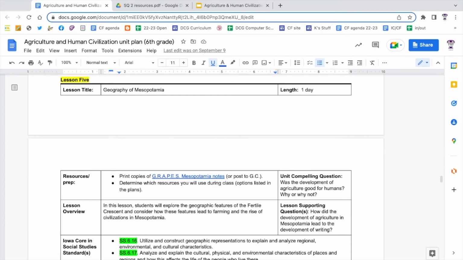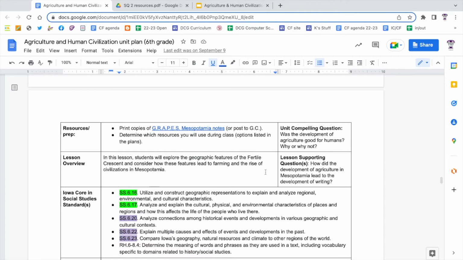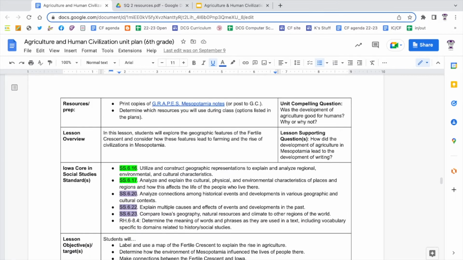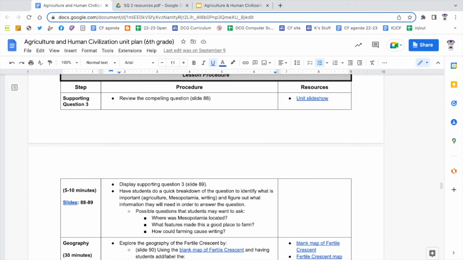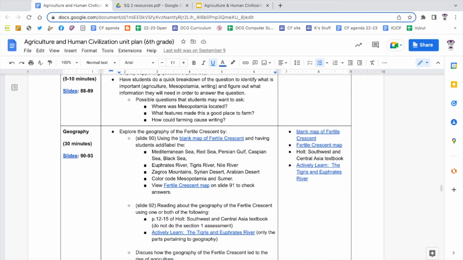Lesson 5, we continue on to the geography, or the G of GRAPES, of Mesopotamia. So we're going to explore the geographic features of the Fertile Crescent, and we're going to really see what happened in Mesopotamia and the effects of agriculture on that civilization. So we take a look at supporting question 3, we break it down for the important pieces. Then we use maps of the Fertile Crescent to find out more about the types of geography that are available, spending some time focusing on the 2 main rivers in the area.